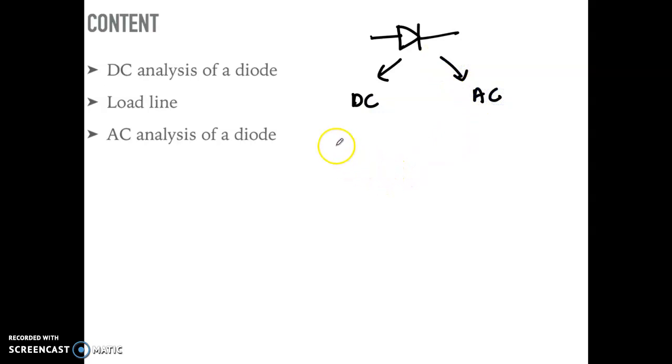If you recall chapter 1, you learned about DC and AC. What is the function of DC? Is the diode active or passive? The diode is an active device. What does it mean by active device? You need the DC supply to turn it on, and you need the AC supply to operate the device.